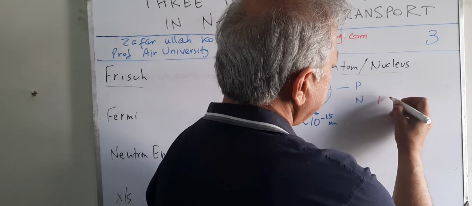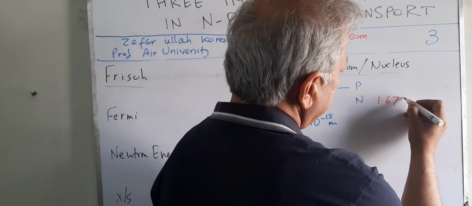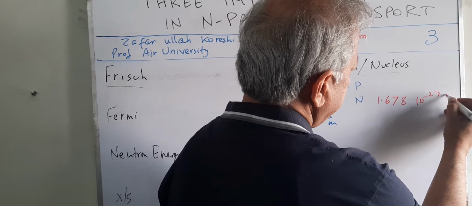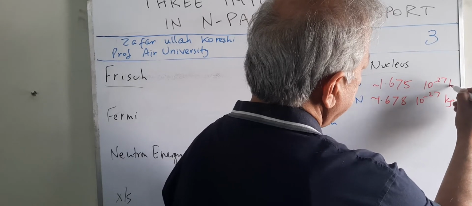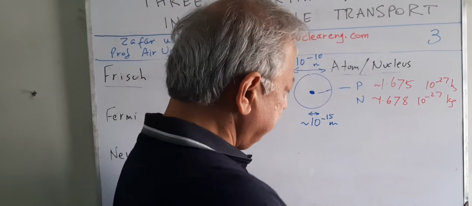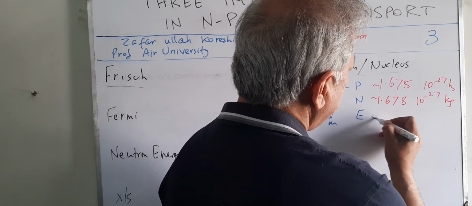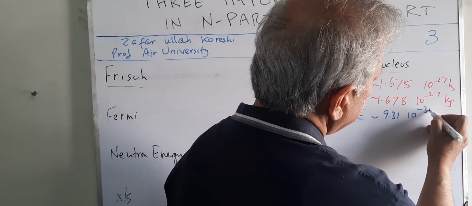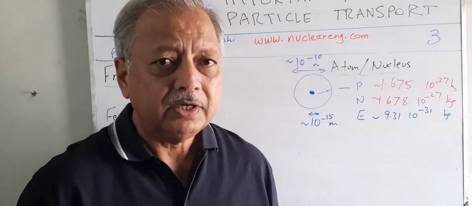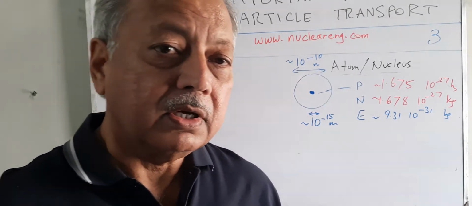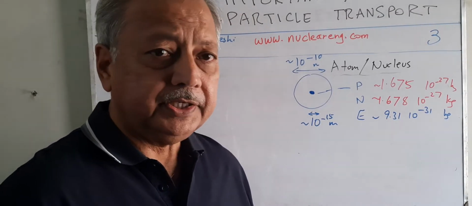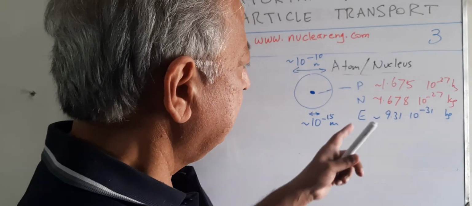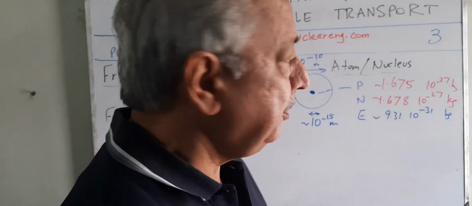Now, the mass of a neutron is 1.675 times 10 to the minus 27 kg. You can check in the books. The mass of a proton is a little bit less than that of a neutron. The mass of an electron is about 9.31 times 10 to the minus 31 kilograms. When we come to such small numbers, we talk of mass in terms of energy, because there's the conversion E equals mc squared. And so we talk of mass in terms of so many MeV.